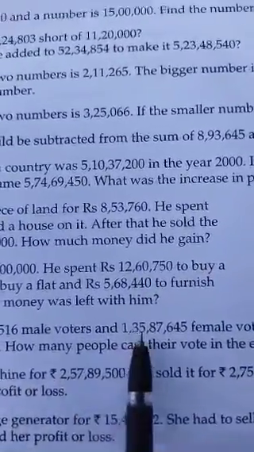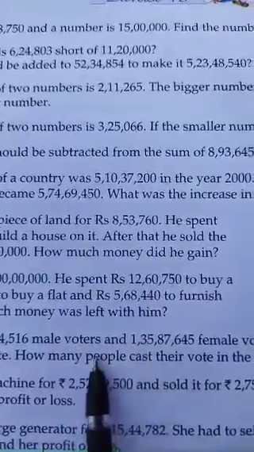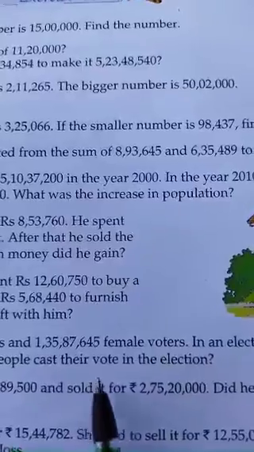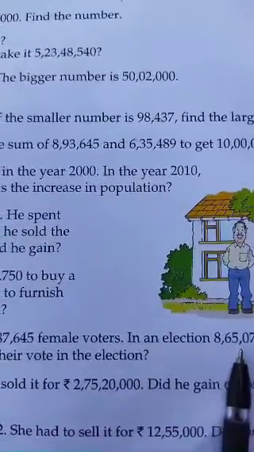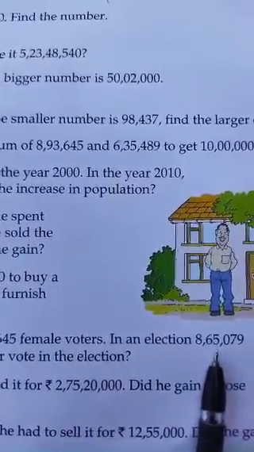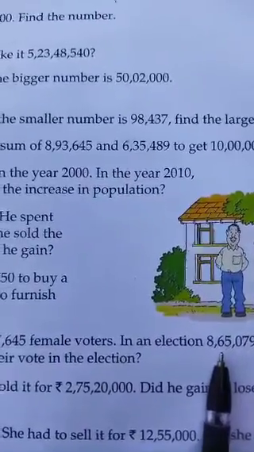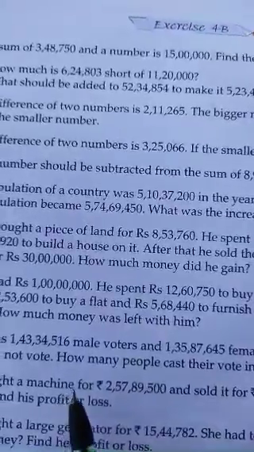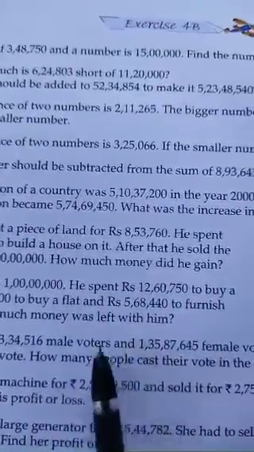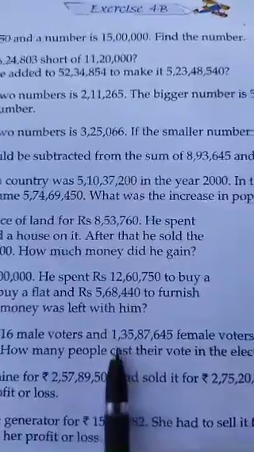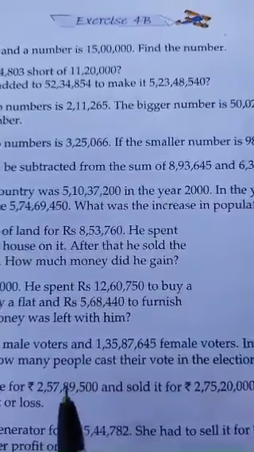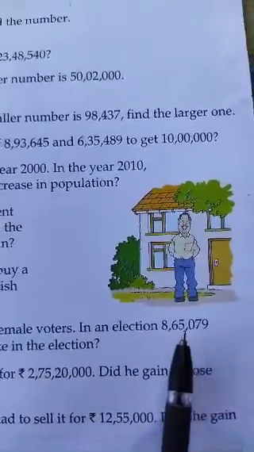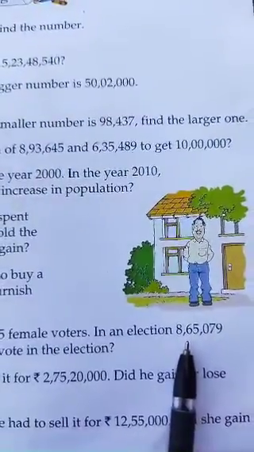These both you have to add, and the answer that you will get, you have to subtract from the number of voters. Then you will get your final answer. This is similar to question number 8. Again, I am explaining: you have to add both the numbers, and the answer that you get from adding these, you have to subtract from this number of voters. Then you will get your final answer.